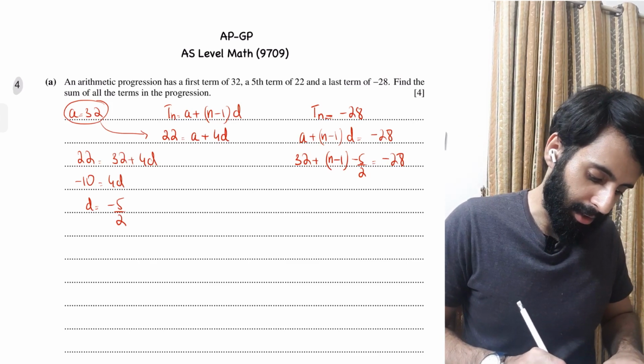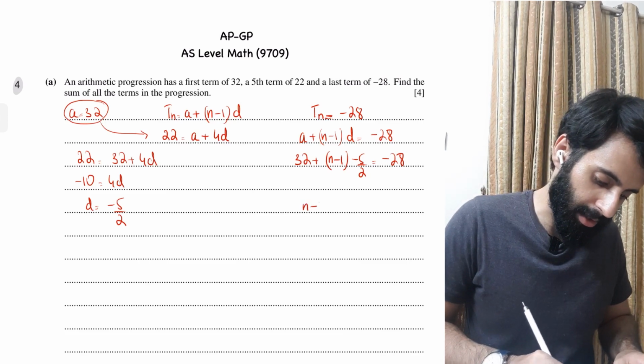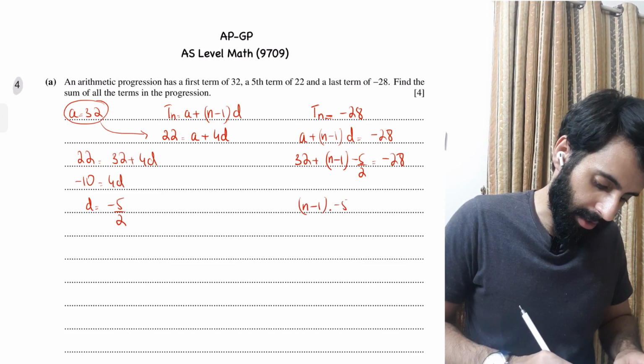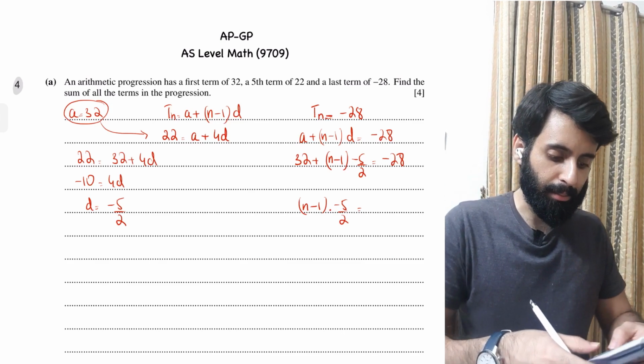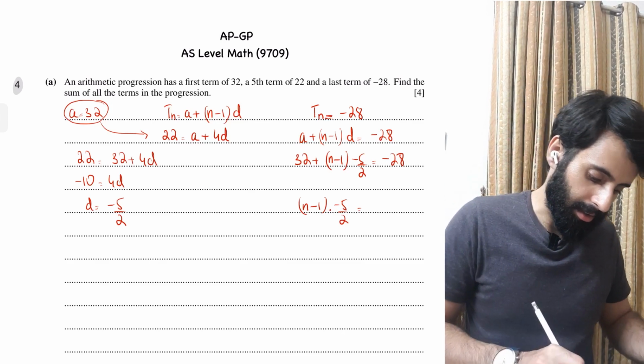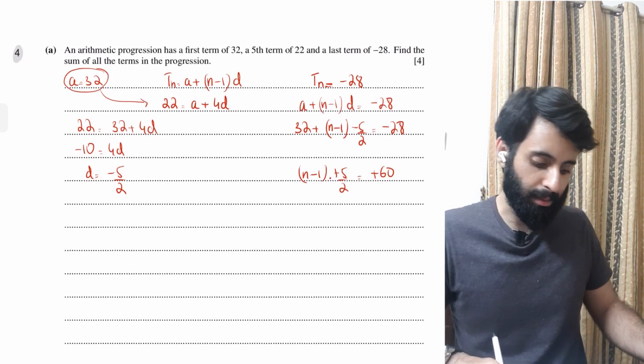Anyway, so now it's just a matter of cross multiplying and solving it. So we're looking at n minus 1 times minus 5 upon 2 is equal to, so I'm going to take 32 over to the other side. So we're looking at minus 28 minus 32. So that's equal to minus 60. Now we have the minus sign on both sides, so we'll just cancel them out.